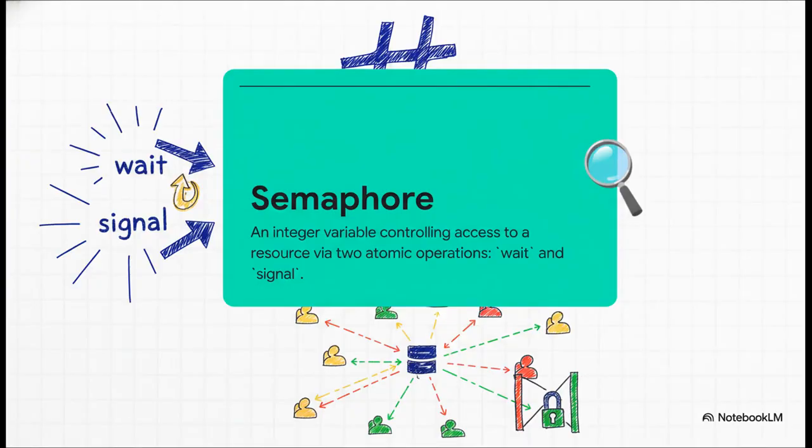At its heart, a semaphore is surprisingly simple. It's really just an integer, a number. The magic isn't the number itself, but in how we're allowed to interact with it. We can only touch this integer using two special indivisible operations, wait and signal. And that word atomic, or indivisible, is key. It just means the whole operation happens all at once, with absolutely no chance of being interrupted partway through.